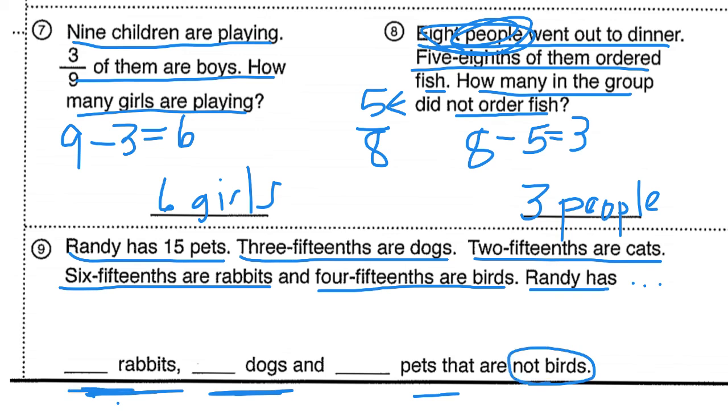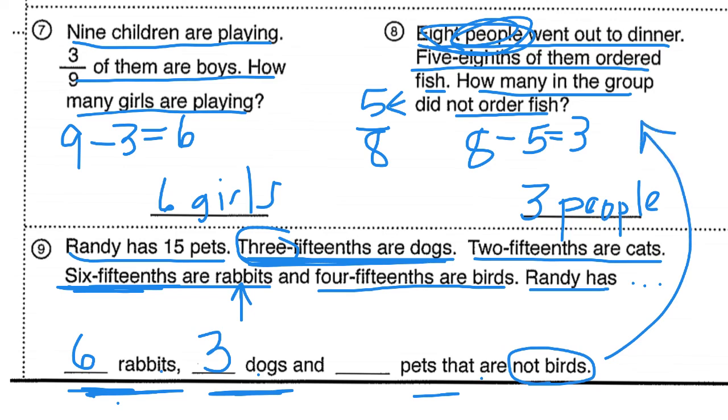Okay, so I'll do the first one with you. Pause the video and do it on your own if you think you can. But try it with me if it sounds a little confusing. So there's 15 altogether, and the rabbits are found right here. 6/15 are rabbits. So how many rabbits is that? You would write a 6 right there. Did you get that? Okay, now pause the video and do dogs on your own. How many dogs are there? You should have already done dogs. It says 3/15 are dogs. There's the answer right there. You got 3 dogs.